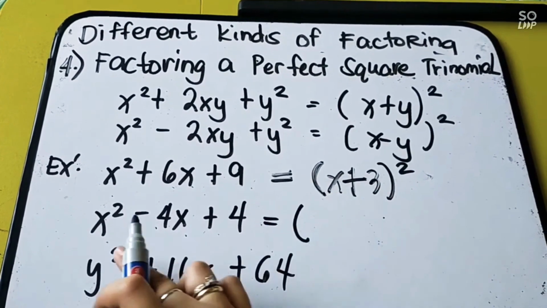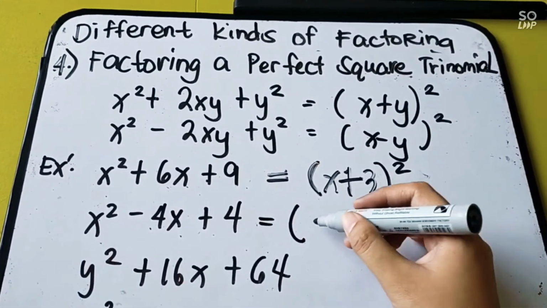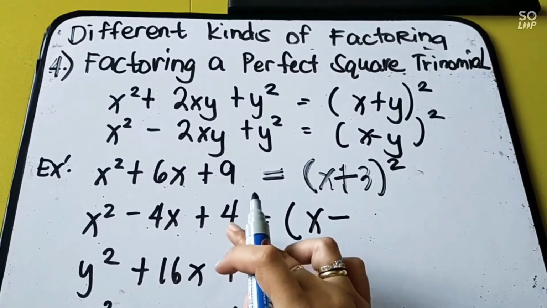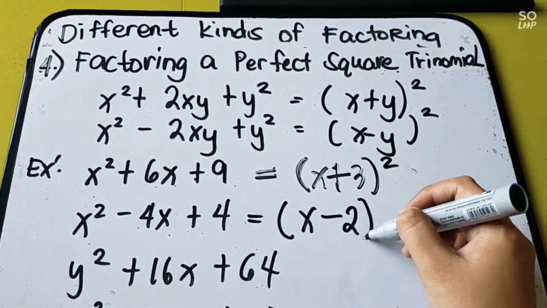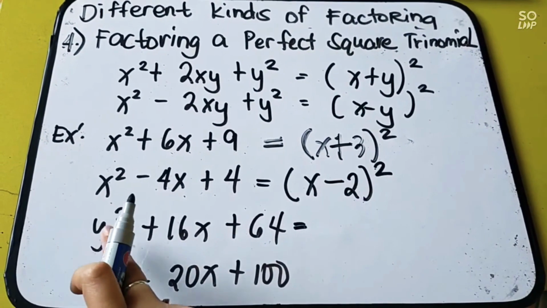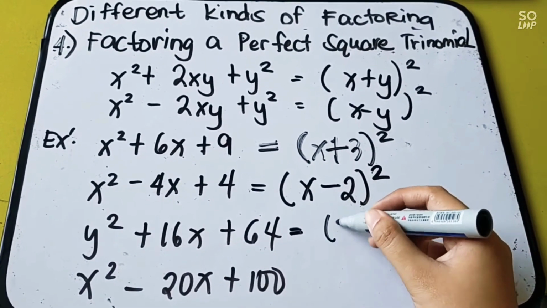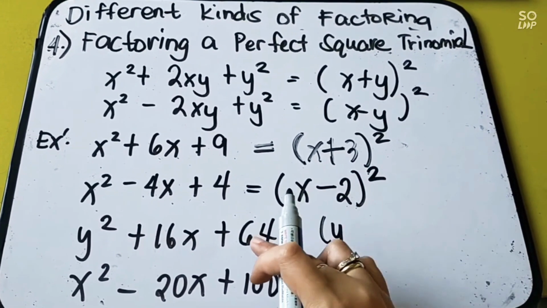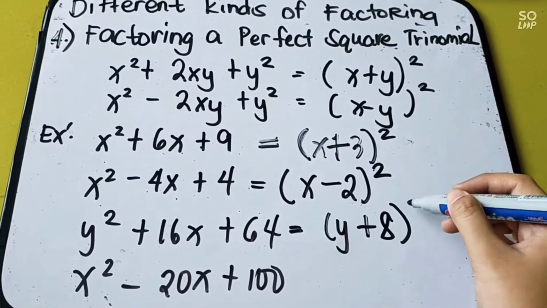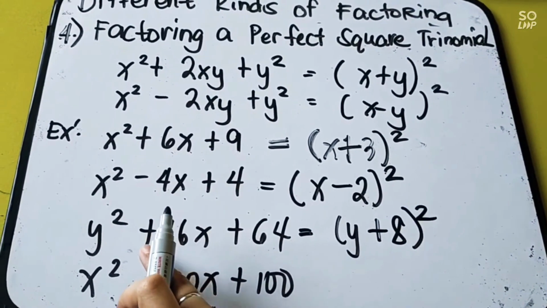Next tayo. We have here square root ni x squared, we have x. Copy the sign here. Minus. Square root ni 4, we have 2. So, we have squared. Tapos. Next tayo. Square root ni y squared, we have y. Square root ni 64, we have plus 8. Squared. Bakit plus? Kasi plus dito.